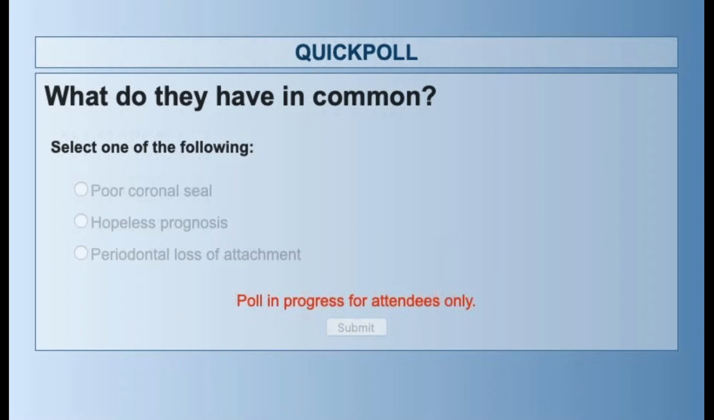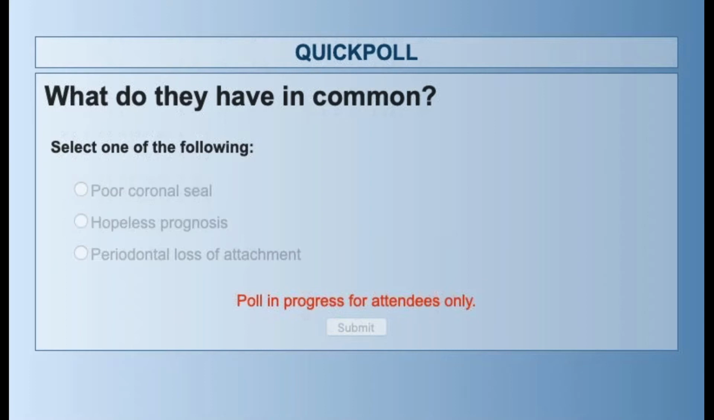Yeah, so the vast majority of you have said, well, only about 50% of you voted. I'll leave you another couple of seconds. Okay, so we're up now a bit. Yeah, so 80% of you said coronal seal, and that's the first thing that I look at when I'm looking at any type of endodontically treated tooth, to be honest with you.